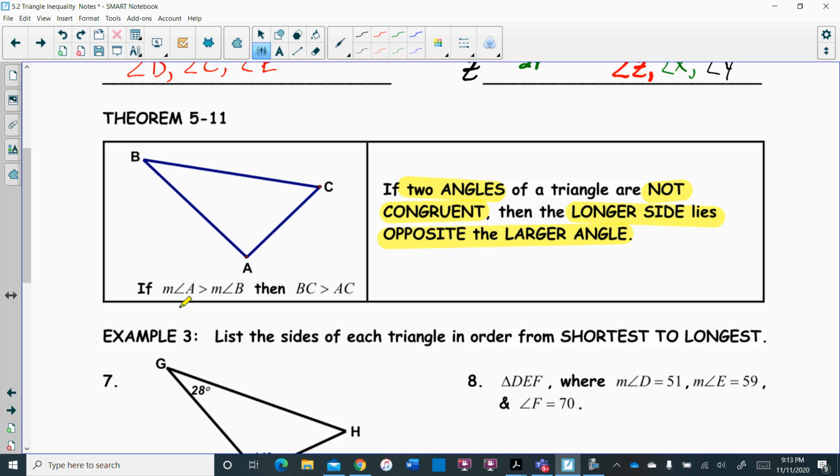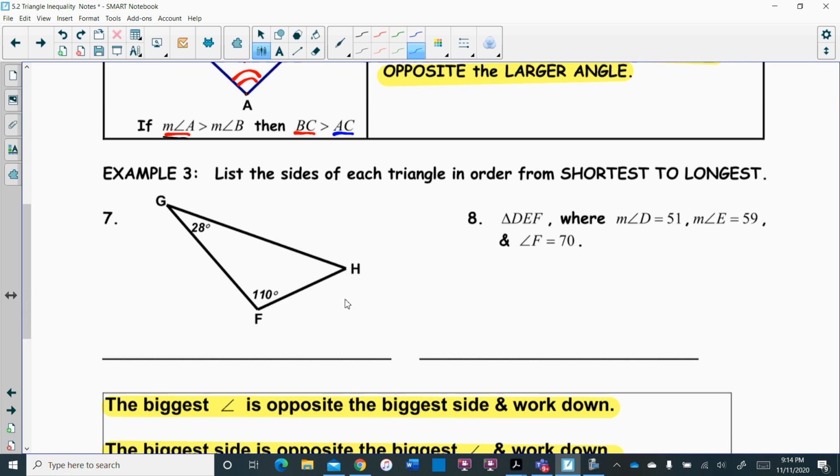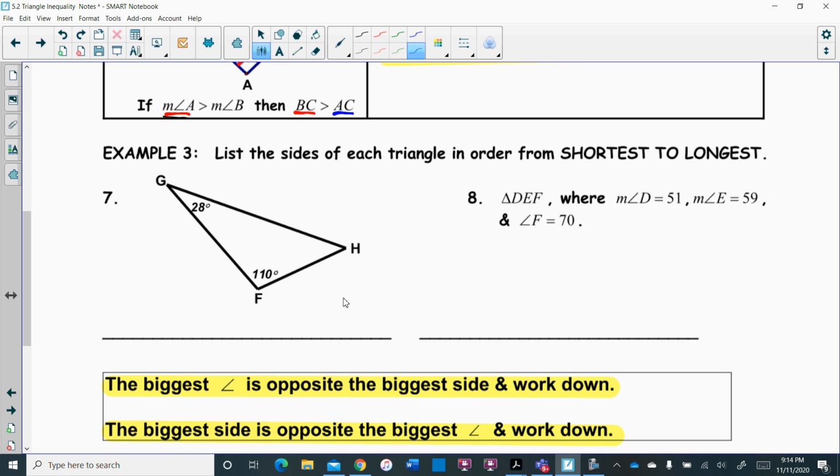So if I know right here that the measure of angle A is greater than the measure of angle B, then if I go to the opposite side, I would see BC, and so BC would have to be greater than the opposite side of angle B, which is AC, right? So we're just going from in to out. Before we were going out to in, now we're going from the inside to the outside. So in order to do something like this, we need to know all angle measures, all three.